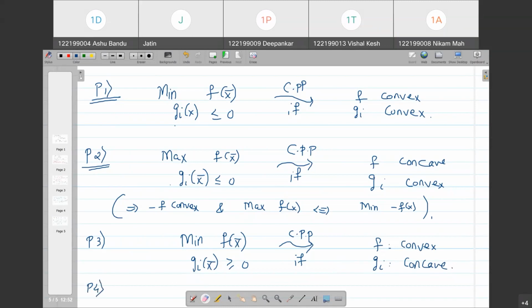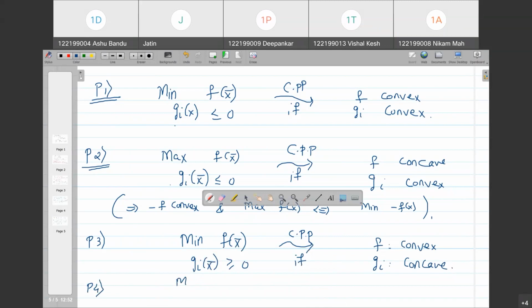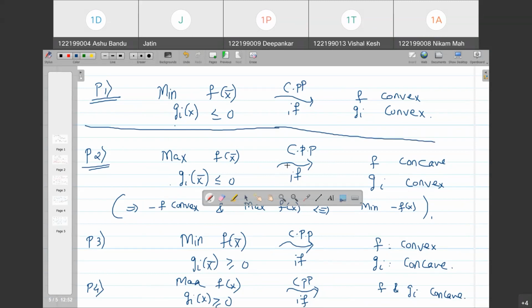I have to maximize f of x, and my gi's are also greater than or equal to 0. I will call this problem a CPP if my f and gi's are all concave functions. So these are the classifications of problems in CPP. We will usually concentrate on P1, because if you have other types, the same thing can be done. Whenever you see a problem in a book, many times they will say consider this problem, because then other cases are automatically covered.